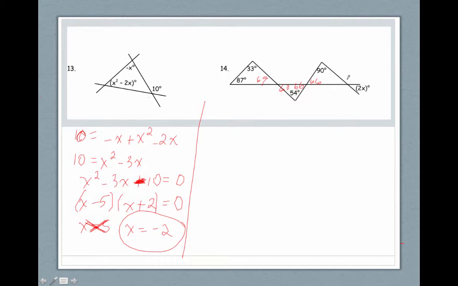Now 2x, don't think that this is an alternate exterior angle thing. This one's an exterior angle, this one is not. So this one is the same as this because of vertical angles again. So that means 90 plus 66 plus 2x equals 180. So that's 156 plus 2x is 180. 2x is 24 and x is 12.